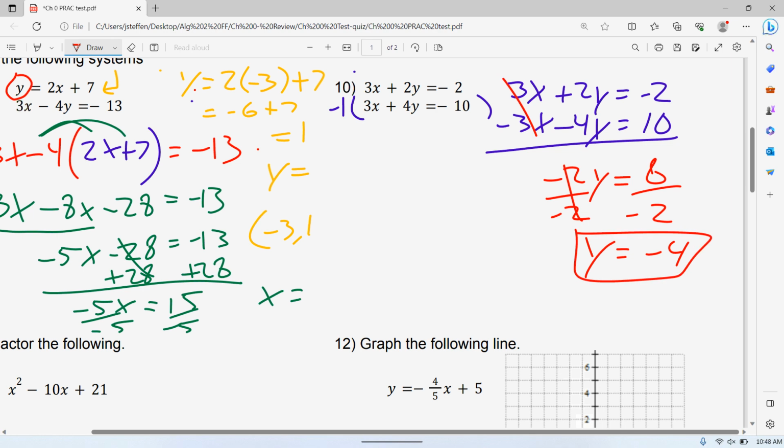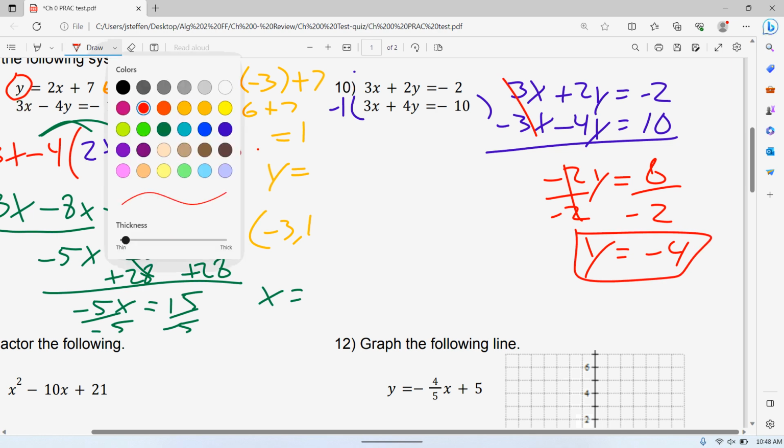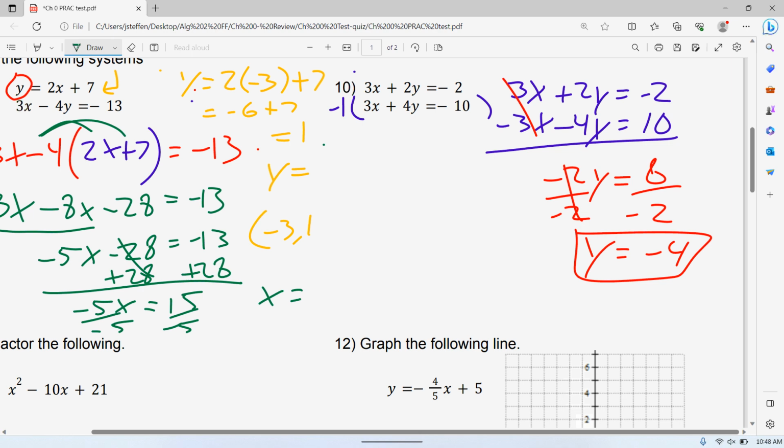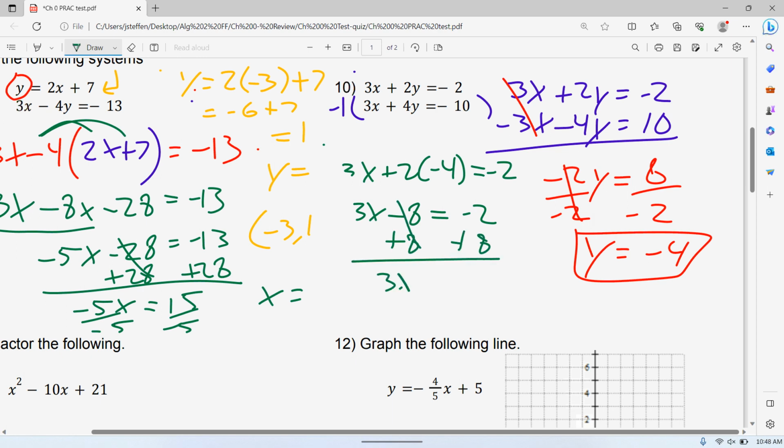Once you have that, plug that back in to find what your x is. Again, doesn't matter which equation. I'm going to do the first one. So I'm going to have 3x plus 2 times negative 4 is equal to negative 2. That's 3x minus 8 is equal to negative 2. Add 8 to both sides. We have 3x is equal to 6. Divide both sides by 3. You get your x to be 2.